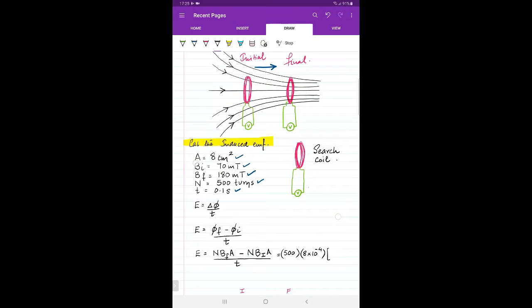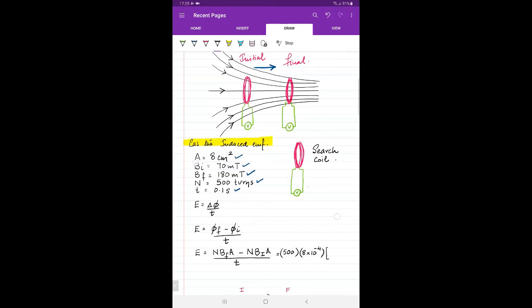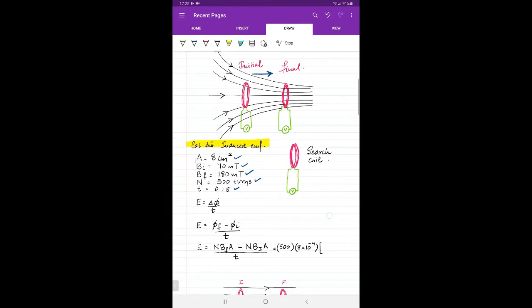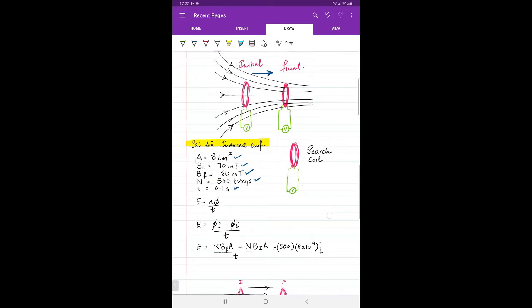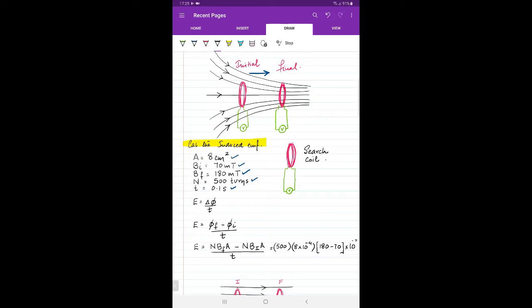So the final position was 180. The initial position was 70. The values were in millitesla. Time was 0.1. So check the simplification. I've taken out the number of turns common. I've taken out the area common as well. I have appropriately converted everything to SI units.